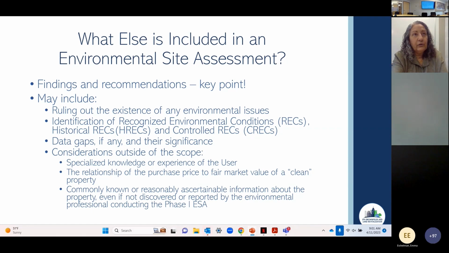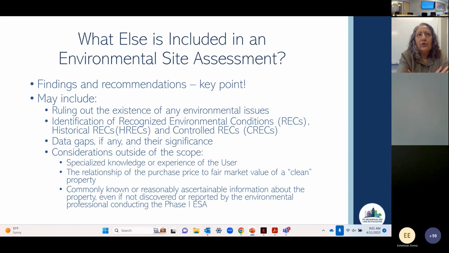There's also a consideration of the relationship of the purchase price to fair market value. If you are buying what would be a $10 million property, if it were clean, for $1 million or less, that should be a red flag that there's some impairment to this property. And even if a phase one doesn't identify anything, if there's a significant difference between the market value of a clean property and what the purchase price is, that is a special consideration.